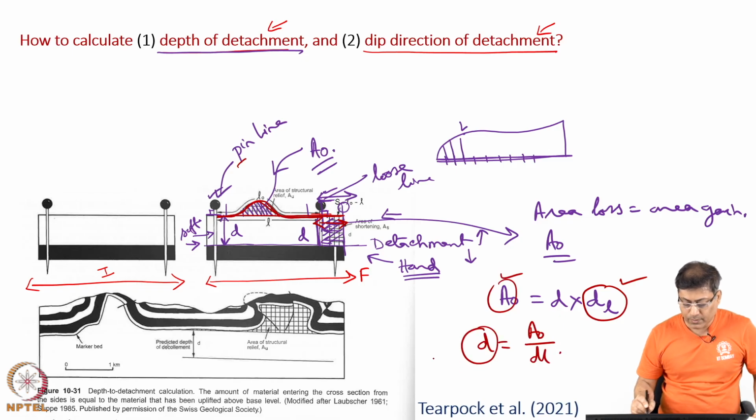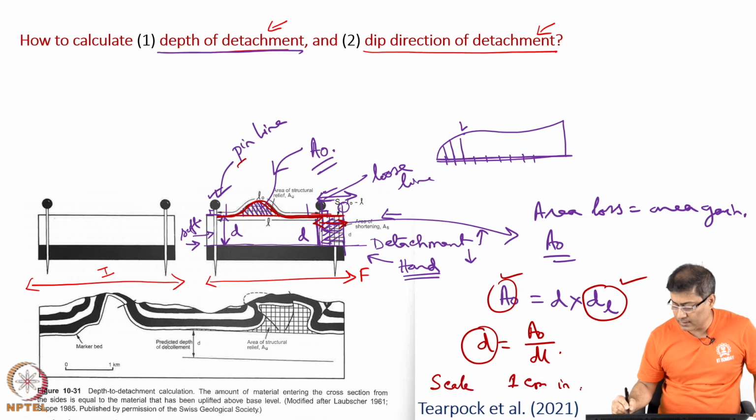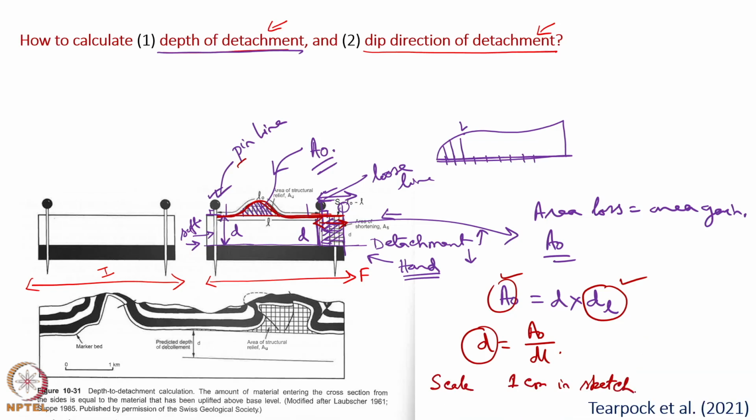It has been known as per this diagram, and there might be a scale involved, that 1 centimeter in sketch or in cross section is equivalent to x meter in reality or in field or in prototype. Therefore, this d centimeter measured will be equal to xd meter, and this is the actual answer, the depth of the detachment. In the next phase, we will see how to find out the dip direction of detachment.